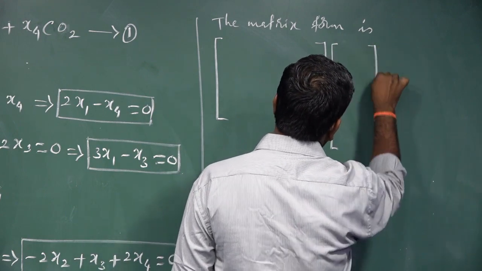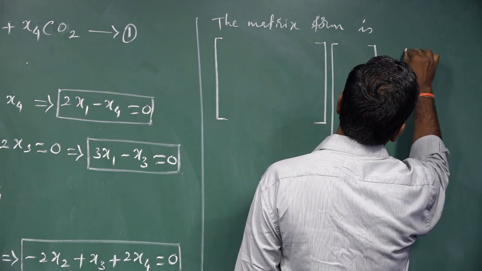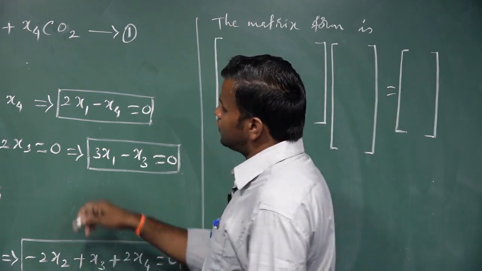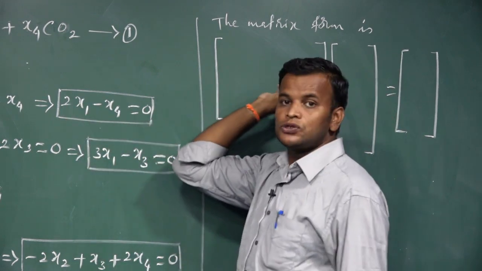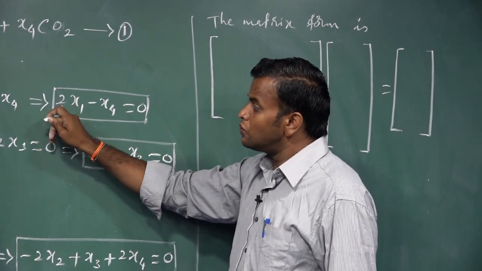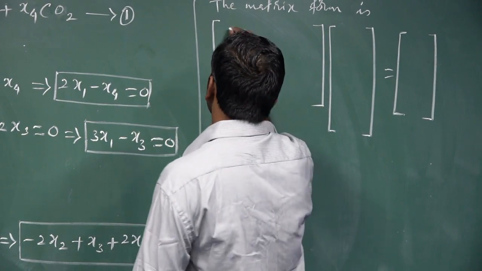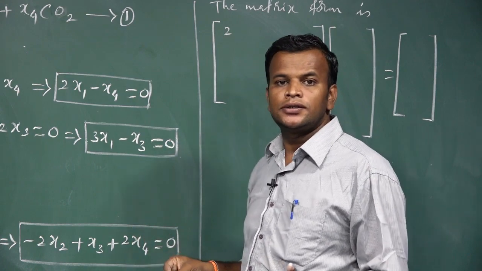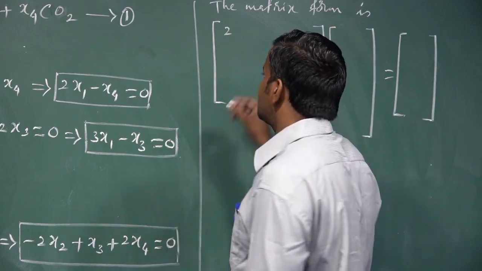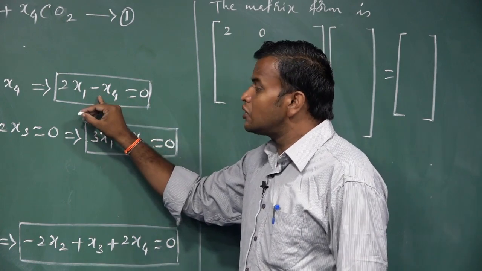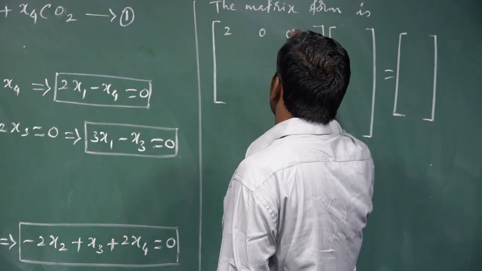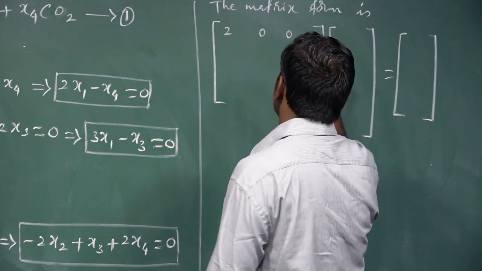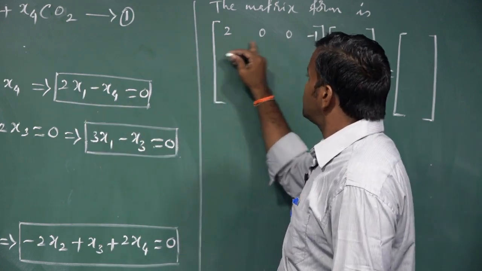Now I write in matrix form. Always the first equation lies in the first row, whose coefficients: first one, x1. What is the coefficient of x1? It is 2. The next term after x1, x2, is not there. So how to write? It is 0. 0 into x2 is 0. x3 term is also not there, so 0. The x4 term is there: minus x4. So how many times? Minus 1. Okay, first equation, first row finished.